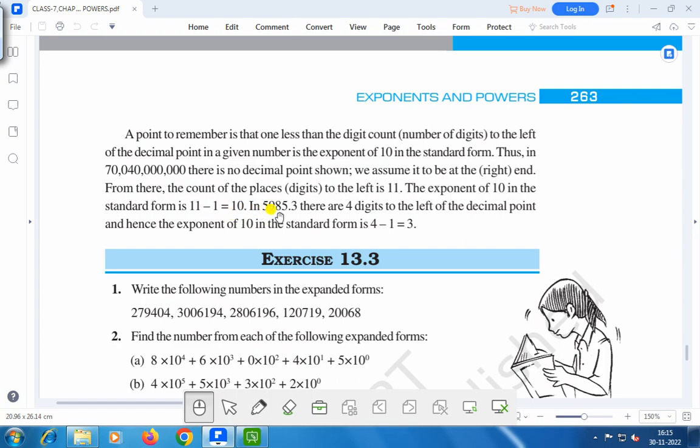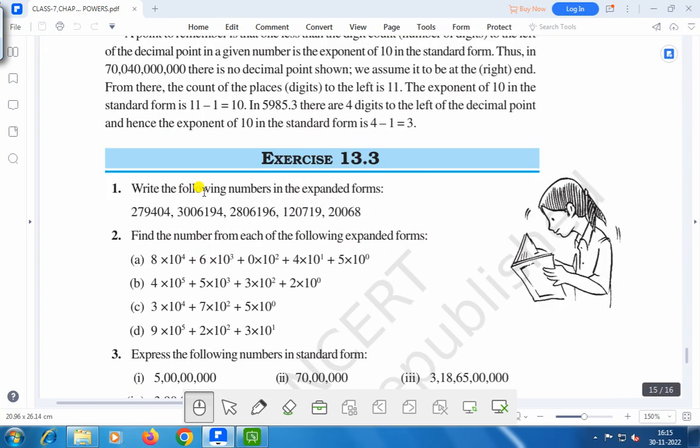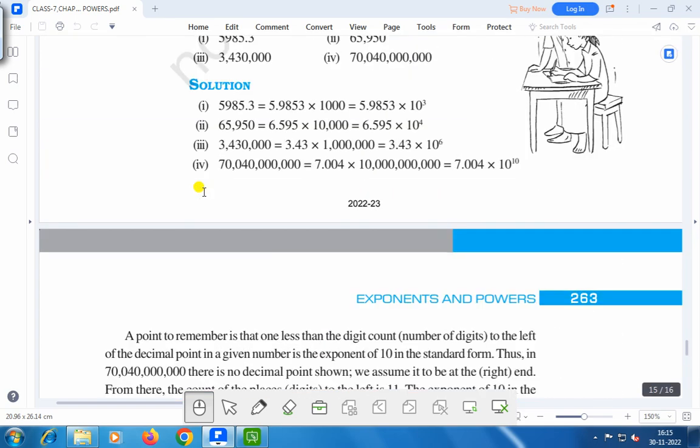In 5985.3, there are 4 digits to the left of the decimal. Fine. Hence the exponent of 10 in the standard form is 4 minus 1, that is 3. Right? Now we will solve different exercises.